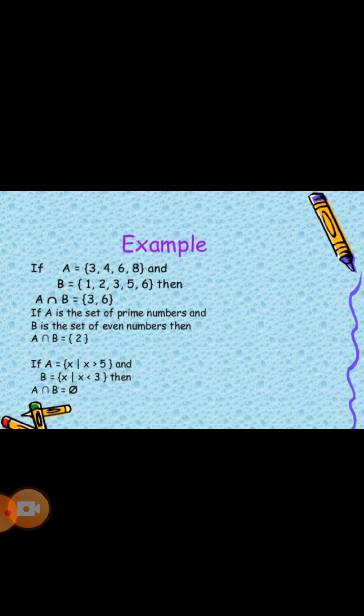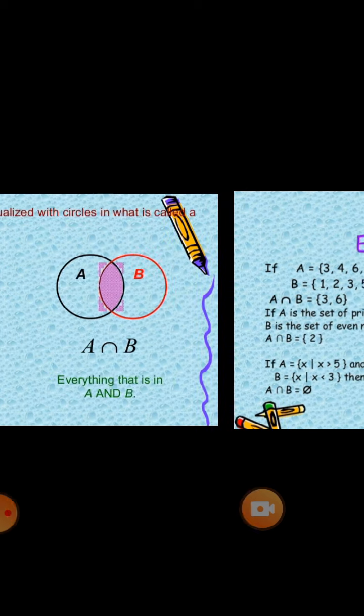Here we have an example. A is equal to {3, 4, 6, 8} and B is equal to {1, 2, 3, 5, 6}. Then A intersection B is equal to {3, 6}. If A is the set of prime numbers and B is the set of even numbers, then A intersection B is equal to {2}. Here we have another example of intersection.